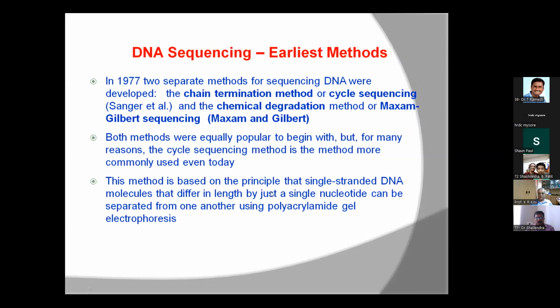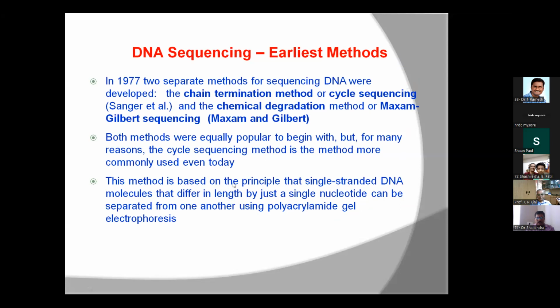Briefly, the earliest methods of DNA sequencing were the chain termination method by Sanger and the chemical degradation method by Maxam and Gilbert. To start with, both were very popular, and most of the labs during those times were doing either the Sanger chain termination or the chemical degradation method. Both were quite popular, but quite laborious at the time they were developed.